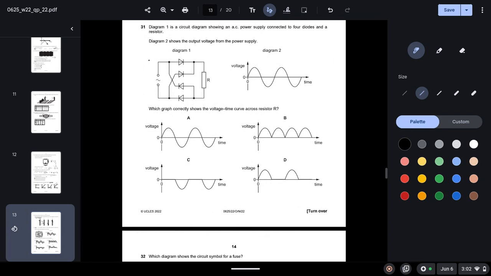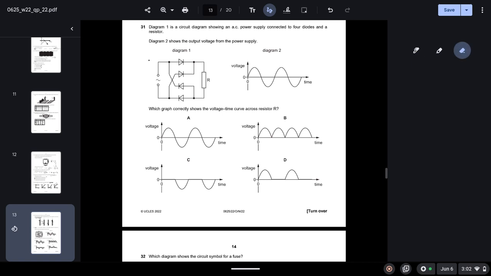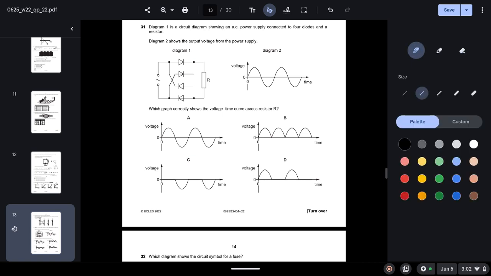Diagram 1 is a circuit diagram showing an AC power supply connected to 4 diodes and a resistor. Diagram 2 shows the output voltage from the power supply. So they have shown us the diagram and the output voltage. Which graph correctly shows the voltage time curve across the resistor R? So we'll have to trace the flow of current in this diagram. Since this is an AC power supply, current will flow through both directions, from this side and this side as well. So let's look at this side first.